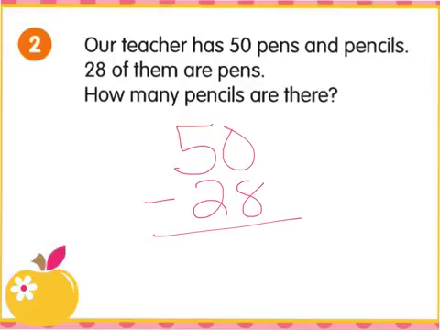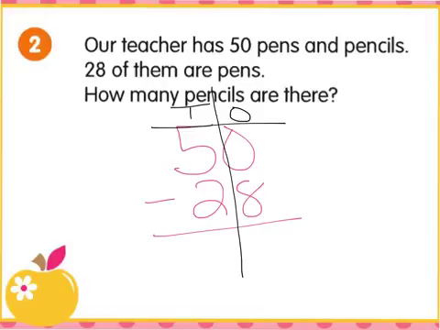I always lock my numbers up because it helps me keep my place value together. Here's the ones, here's the tens. Now I can subtract. My rule tells me that if I have more on the floor, I have to go next door to get 10 more. And I see that 8 ones is more than 0 ones. So I definitely have to go next door to get 10 more.